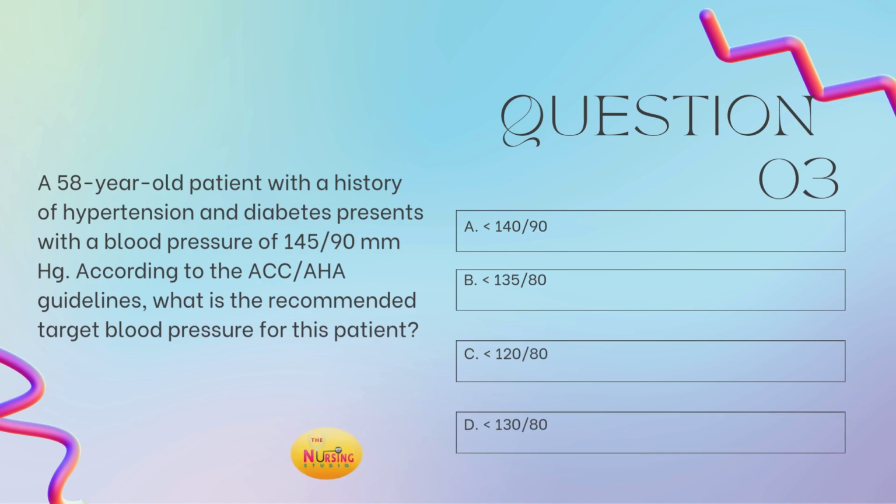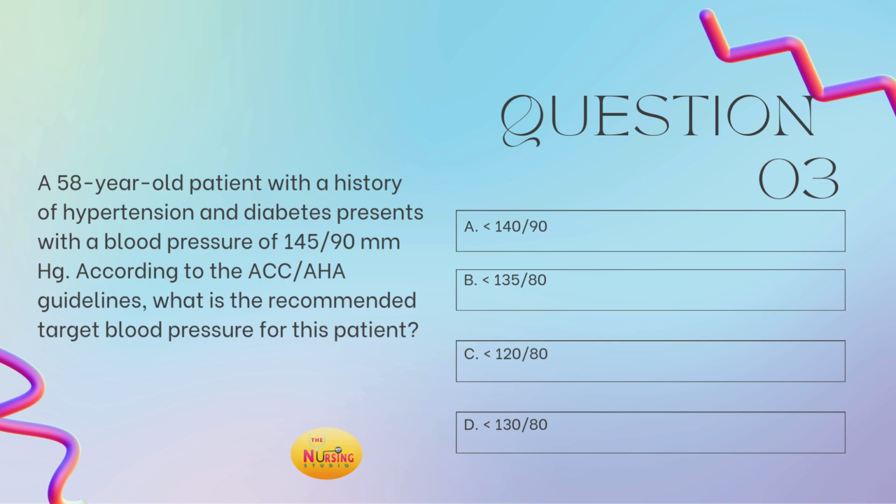All right. And lastly, question number 3, a 58-year-old patient with a history of hypertension and diabetes presents with a blood pressure of 145/90. According to the ACC and AHA guidelines, what is the recommended target blood pressure for this patient? Is it A, less than 140/90? Is it B, less than 135/80? Is it C, less than 120/80? Or is it D, less than 130/80? Take a moment and tell me what you got in the comments, you guys.